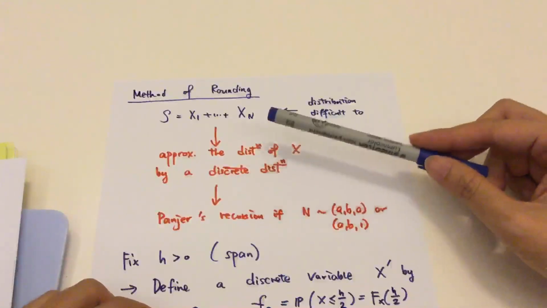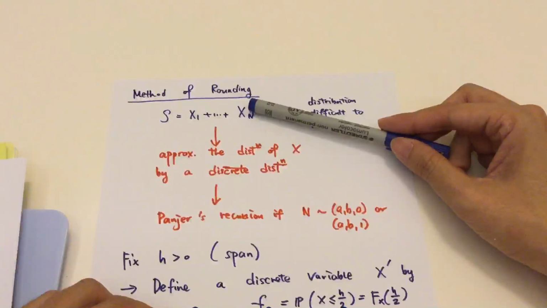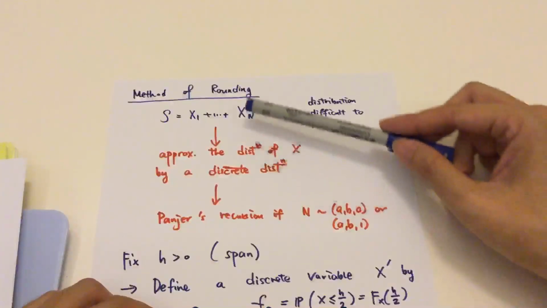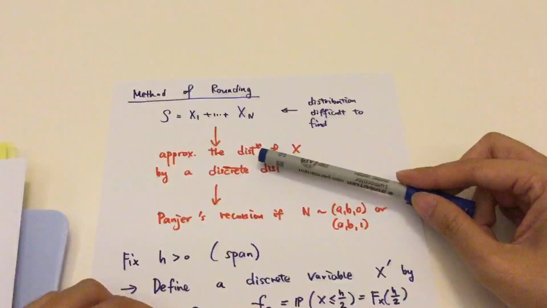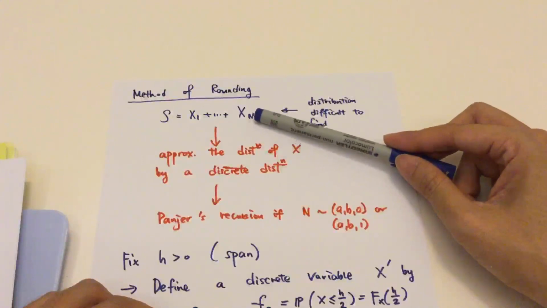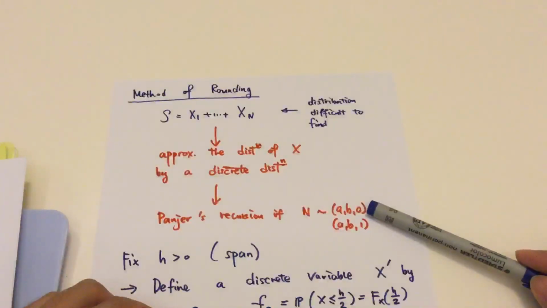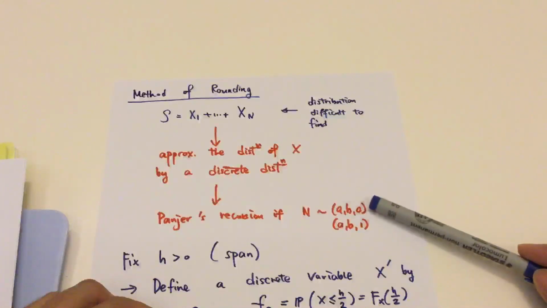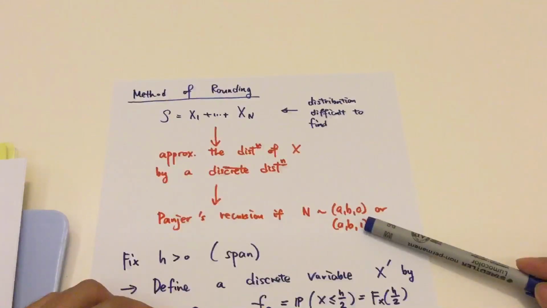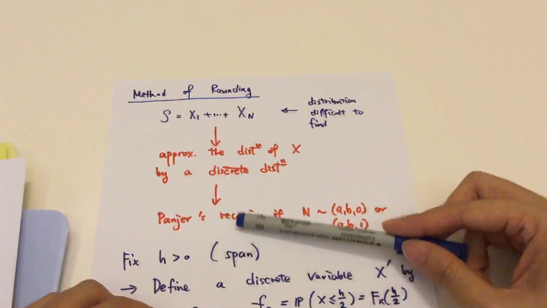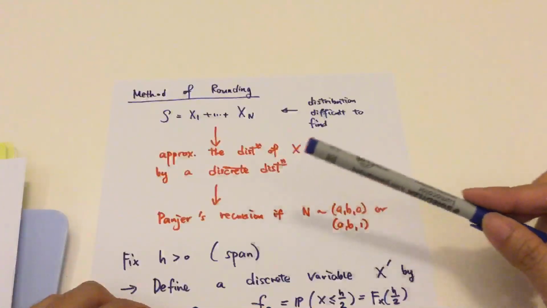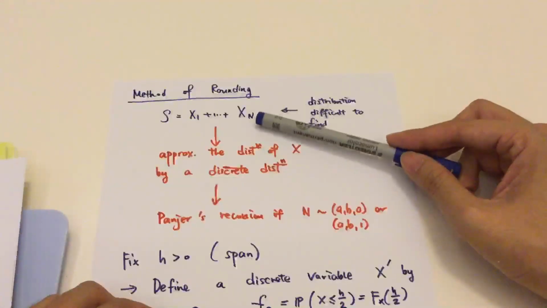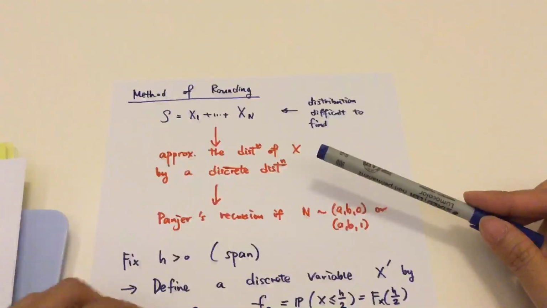The idea is very simple. We try to approximate the distribution of X by something discrete. In general, this X can be a continuous variable, so we try to approximate X by a discrete distribution. Now, if N follows (a,b,0) or (a,b,1), that means if N is Poisson, negative binomial, or has zero modification, then we can apply Panjer's recursion, because this time X is discrete and N follows (a,b,0) or (a,b,1). So we can use Panjer's recursion in chapter 5 to find the probability mass of S. Okay, so this is the idea.